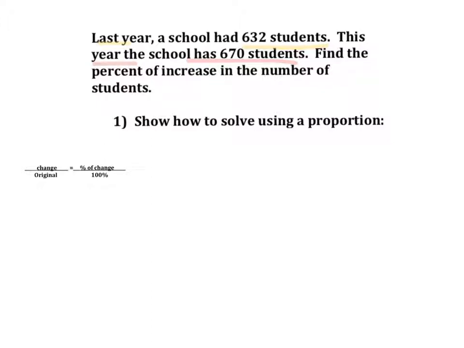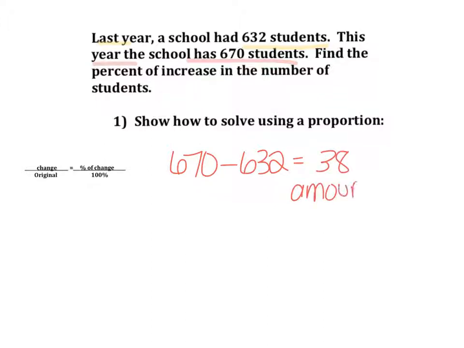So we're going to take our new value, which would be this year, 670, minus what it had last year, which is the starting value, and we figure out that it changed by 38 students. So I'm just going to label this as the amount of change. This is not our percent. This is just the number of students that it went up by. Okay? So now we're going to use that in our proportion on top.